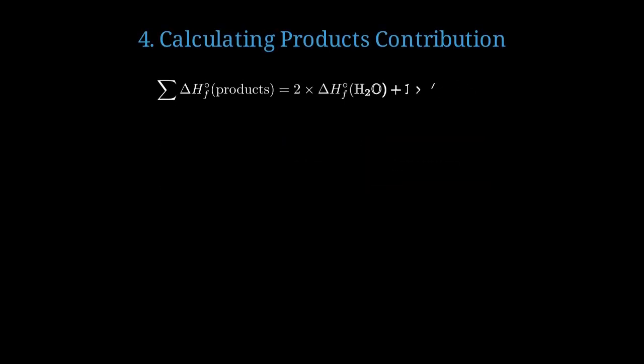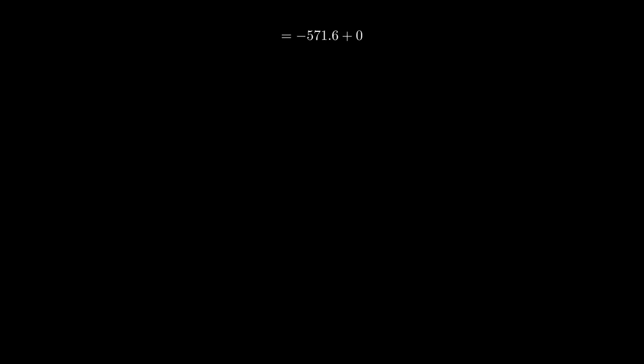The products side has 2 moles of water and 1 mole of oxygen. Substituting values: 2 times negative 285.8 plus 1 times 0. That gives us negative 571.6 plus 0. So the products contribute negative 571.6 kilojoules.